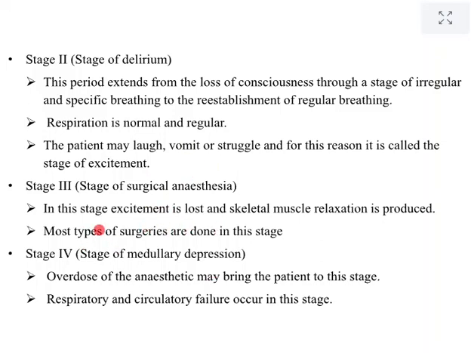Overdosage of the anesthetic may bring the patient to this stage, where respiratory and circulatory failure occur, and that now is a very, very dangerous stage. So of course, you'd want from stage 1 to stage 3 to run very smoothly, and when you get to stage 3, you maintain the dosage of your general anesthetic at that particular concentration that gives you stage 3, so that you do not either go lower or higher.